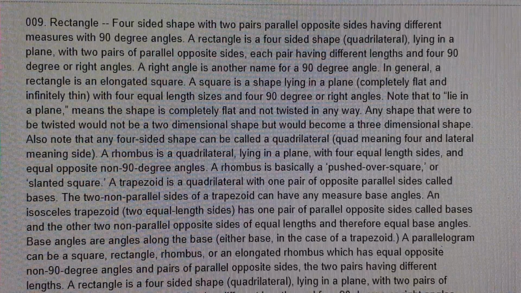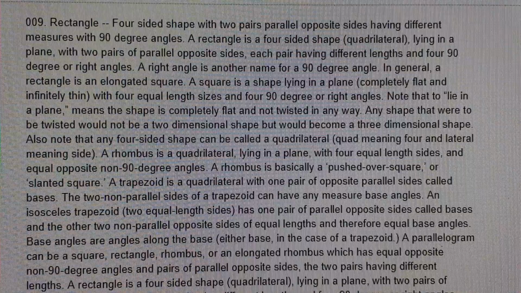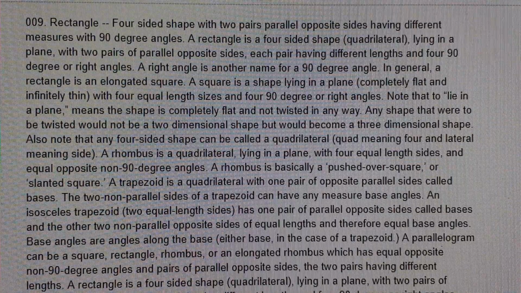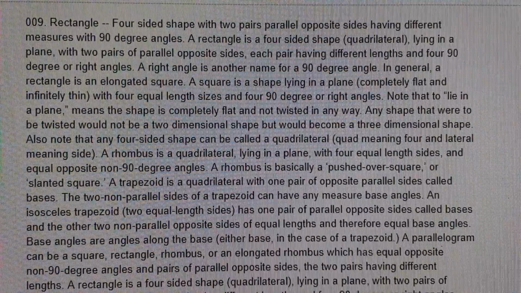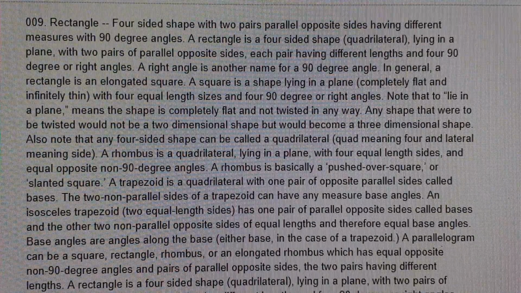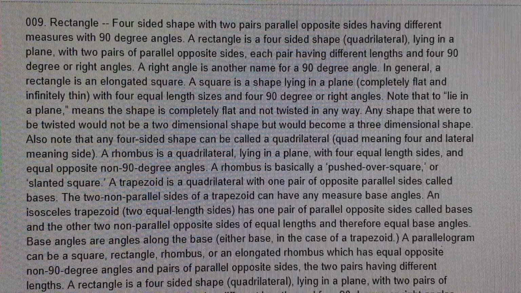A right angle is another name for a 90-degree angle. In general, a rectangle is an elongated square. A square is a shape lying in a plane (completely flat and infinitely thin) with four equal length sides and four 90-degree or right angles.